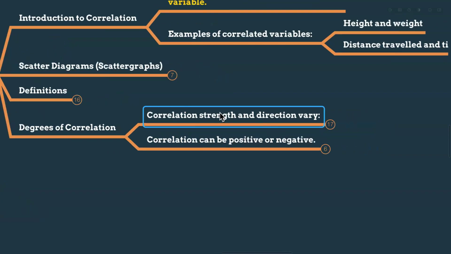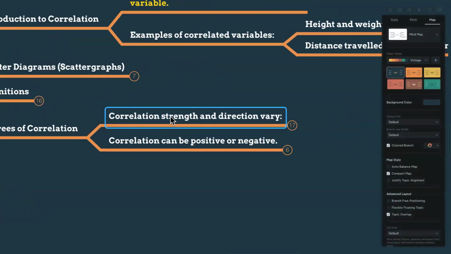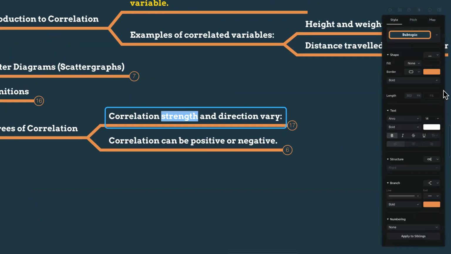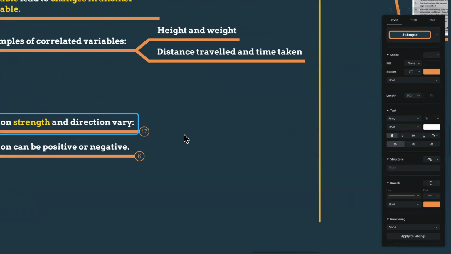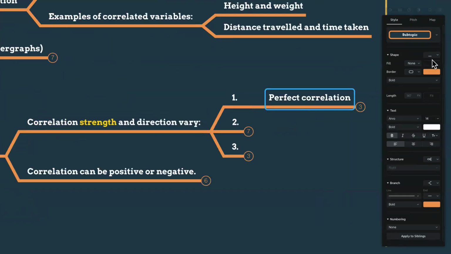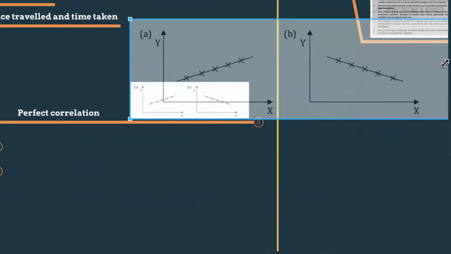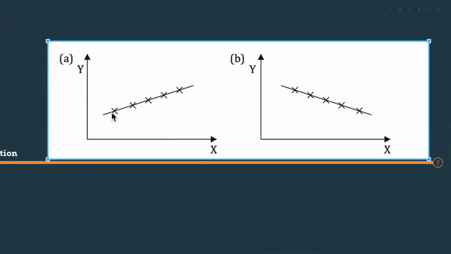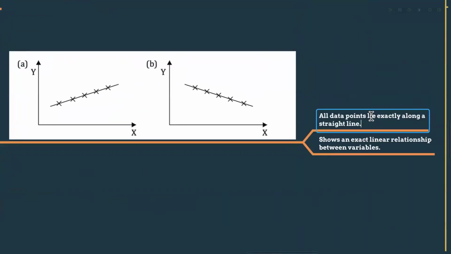Correlation strength and direction vary, right? Strength means how much the two variables are correlated, the strongness. The first one is perfect correlation. It means the graph will be like this. If you plot the x and y variables, it looks like this, or like this, as a linear graph. It means, guys, all data points lie exactly along a straight line.